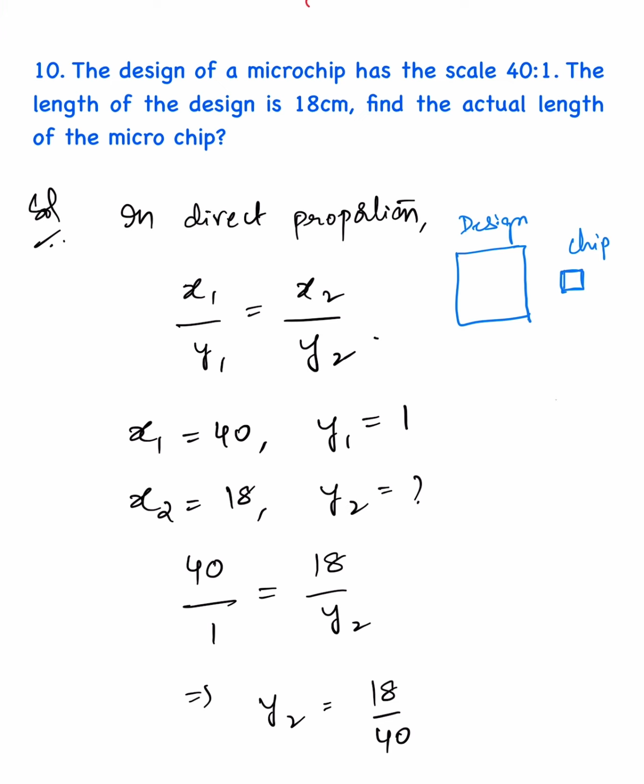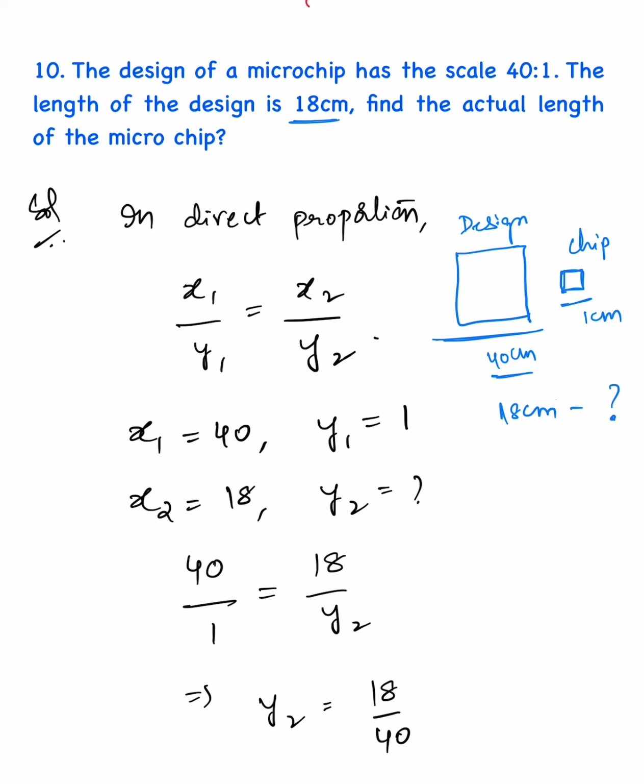So, the microchip design is made such that if the chip is 1 cm, in design it will be shown as 40 cm. That is the meaning of 40:1. So, if the chip is of 1 cm size, the design will be of 40 cm size. Here the length of the design is 18 cm, it is given. So, if the design is 18 cm, what is the actual length of the microchip? We have to find out the actual length of the microchip.